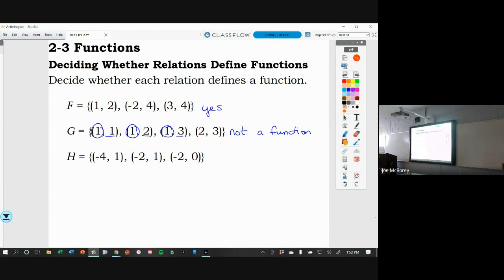Relation H. Is it a function? No, not a function. Why not? The x is repeated. -2 goes to 1, and -2 goes to 0.